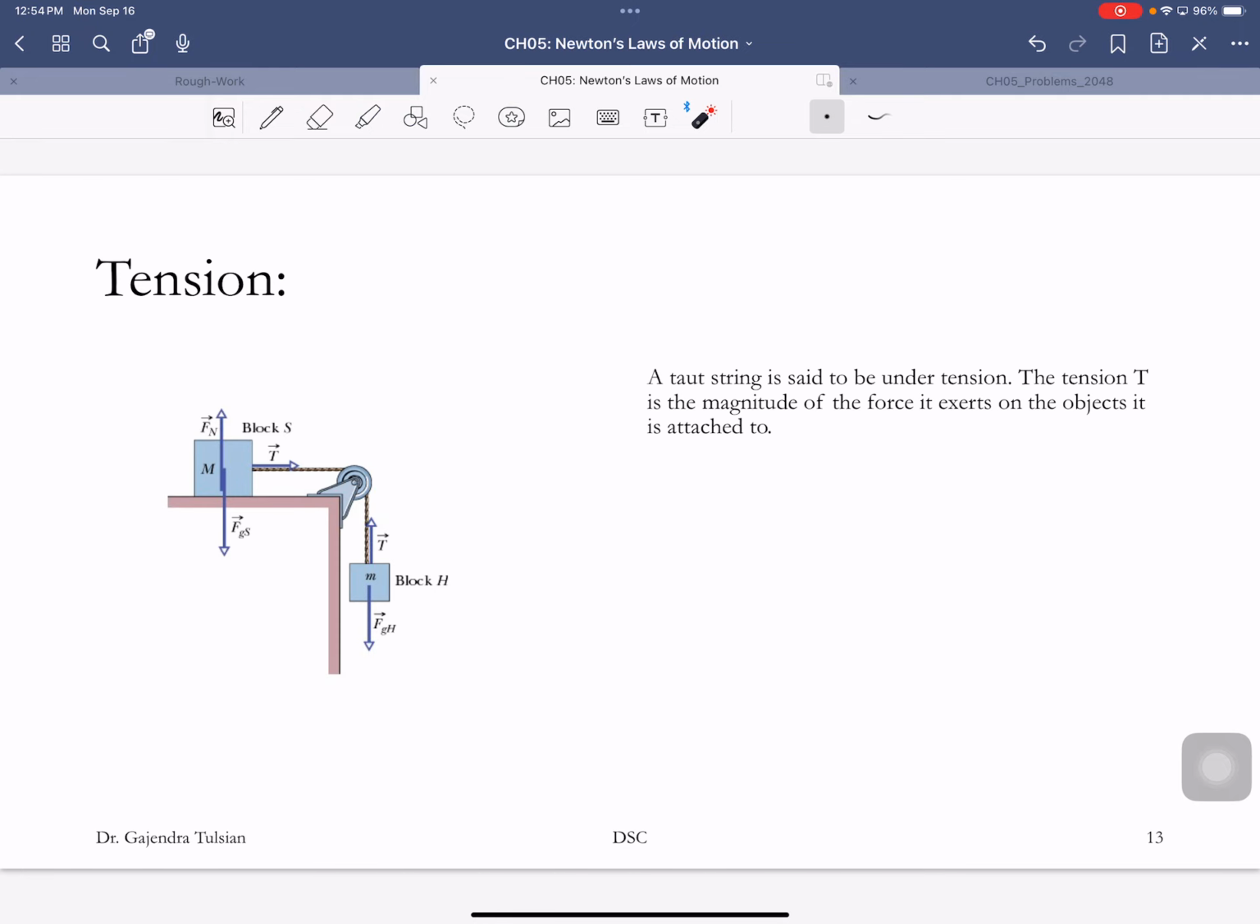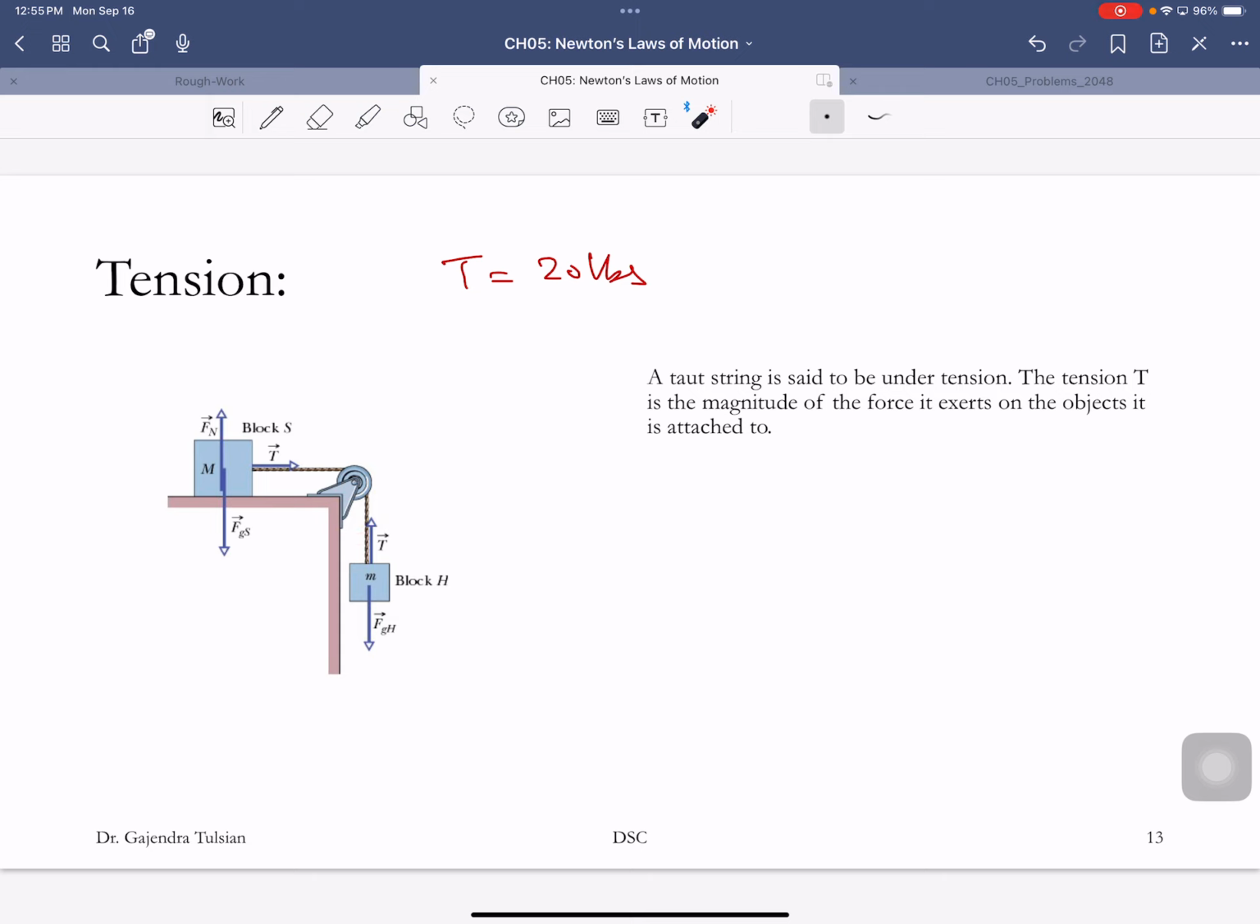Now we'll talk about tension. A taut string is said to be under tension. And when a string is under a tension of, let's say, 20 pounds, what does that mean?